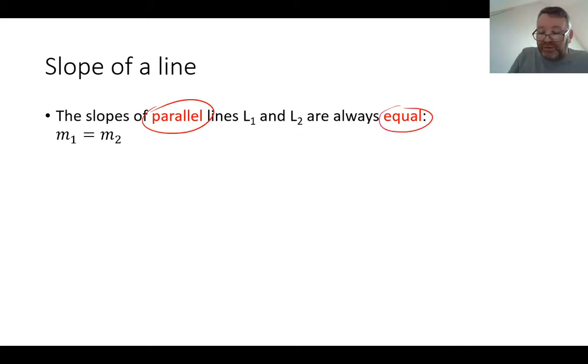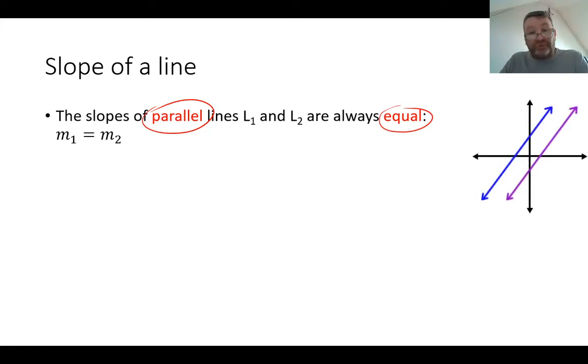So in other words, if you have two lines L1 and L2 and they're parallel to each other, then the slope of line 1 will be equal to the slope of line 2. And that's very, very handy mathematically. Now, parallel lines, we know that's the way they look. So for example, if that was L1 and that was L2, then the slope of the first one and the slope of the second one will be exactly the same. They'll always be the same distance apart.